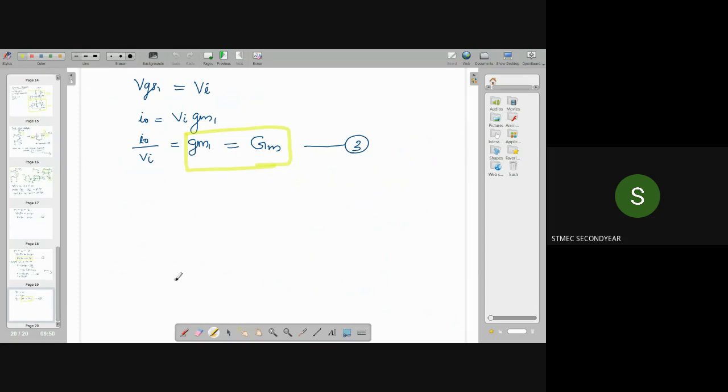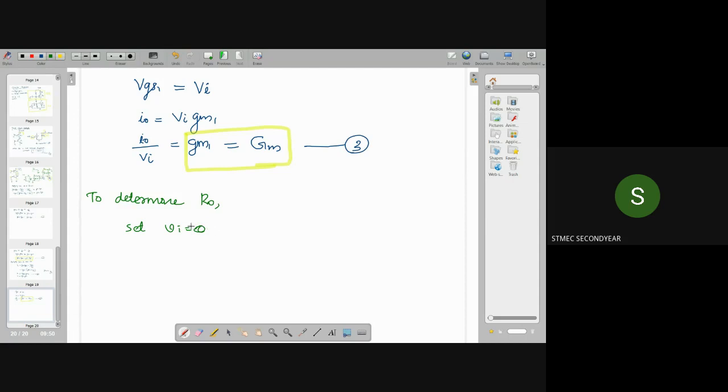So next is to determine Ro. To determine Ro, what we have to do is we have to set the input voltage to 0. That is, here we have to find the output impedance offered by this cascode configuration, Ro. So we have to check the output resistance by applying a test voltage at the output terminal. For that we are setting the other voltage sources to 0.